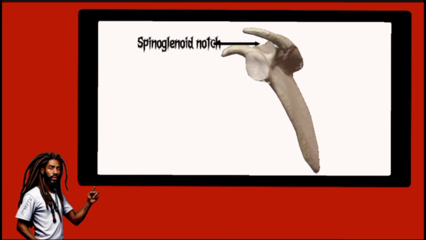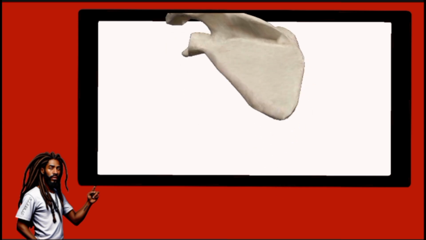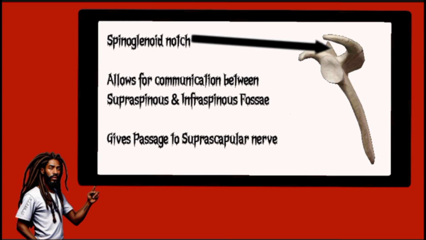Notch means a small penetration on this side. They call it the spinoglenoid notch. See it from the side, from up, from down. So that is the spinoglenoid notch. It is through this spinoglenoid notch that the supraspinous fossa and infraspinous fossa communicate, and there is a nerve that passes through it. The name is the suprascapular nerve.